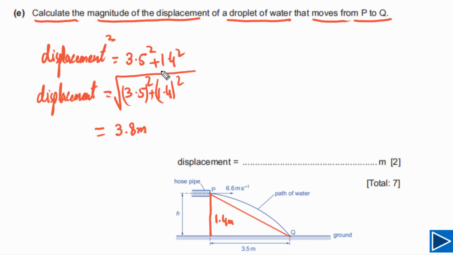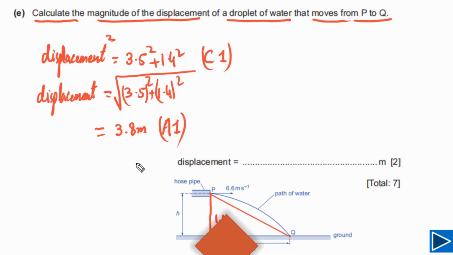And this question has 2 marks. If we have written the first one, you will get 1 mark. And the second mark is the answer mark. If you have got the right answer, you will get the second mark as well.